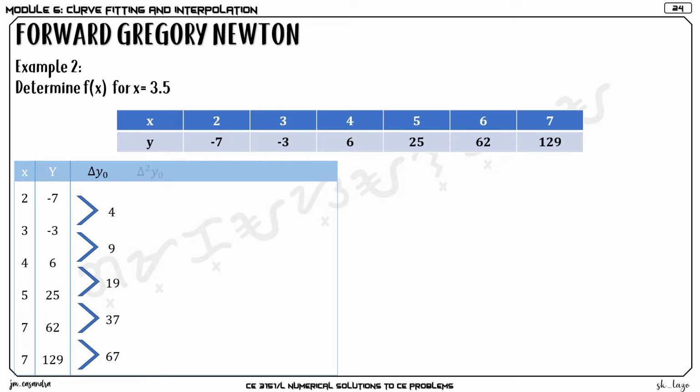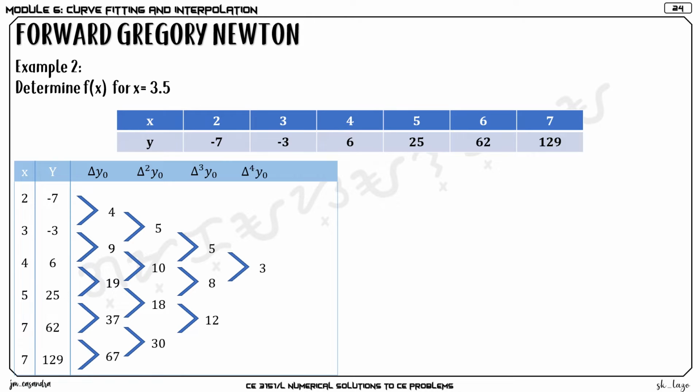And then from here, we solve now for delta squared y sub o. That is now 9 minus 4 is equal to 5. 19 minus 9 is 10. 37 minus 19 is 18. 67 minus 37 is 30. So next, we solve for delta cube y sub o. And that's 10 minus 5 is 5. 18 minus 10 is 8. 30 minus 18 is 12. Followed by delta raised to 4 y sub o. That's equal now to 3, 4.